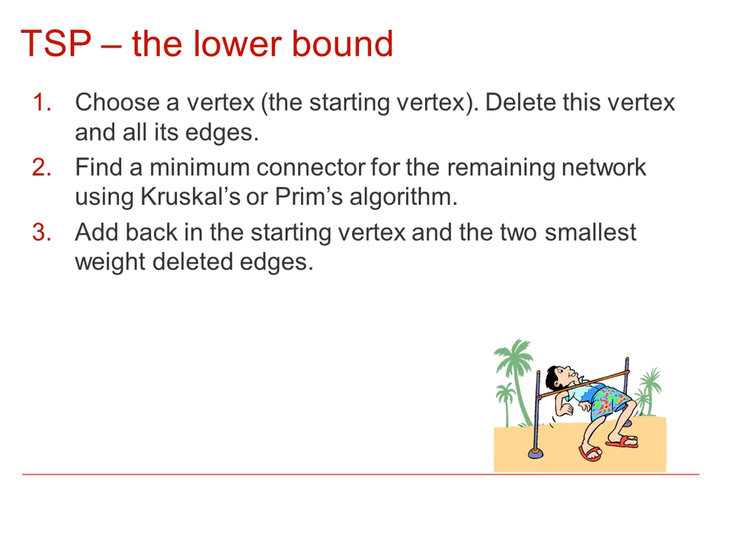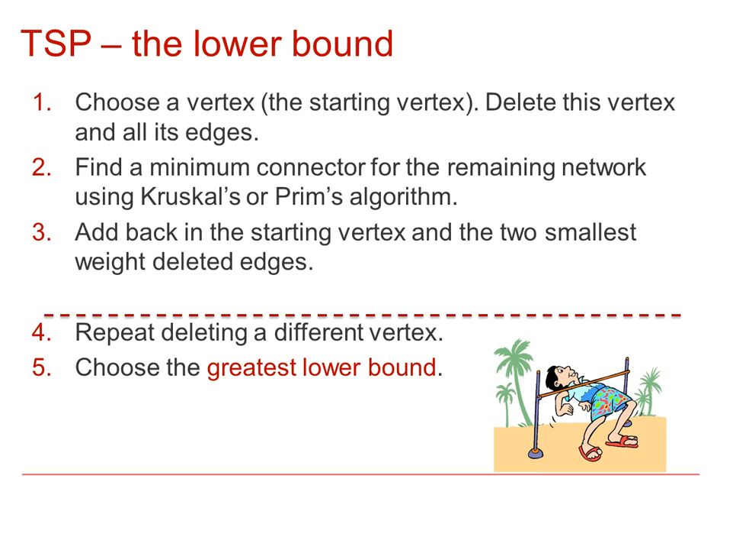So there we are, there's the system again. Choose a vertex, delete it and all its edges. We find a minimum connector for the remaining, and then add the vertex back in using the two smallest weighted edges. We do that for different vertices and choose the largest value that we get.